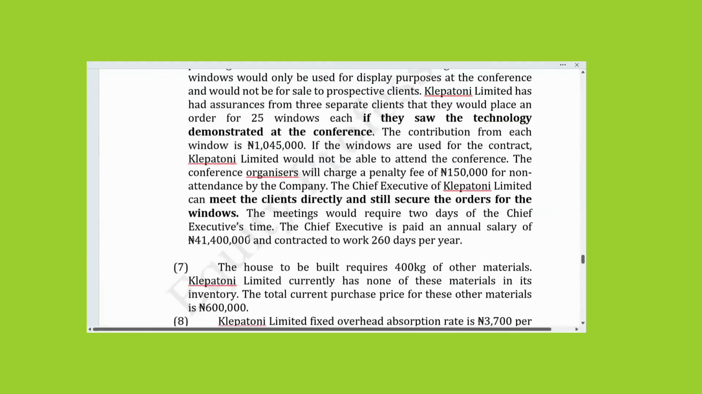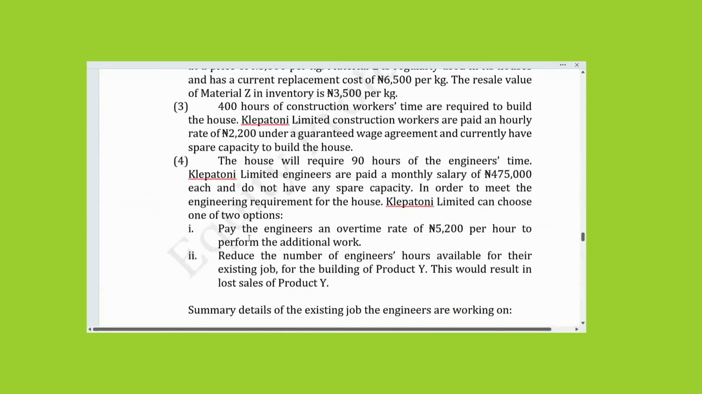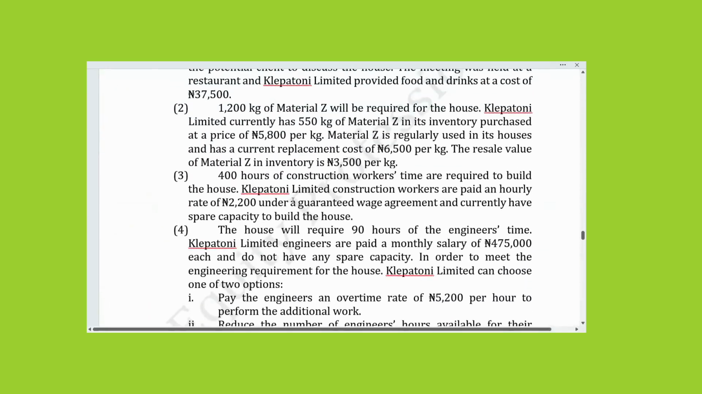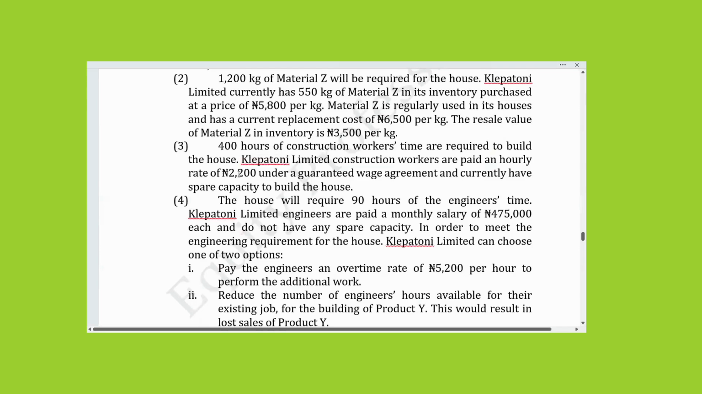Next. Item number 3. 400 hours of construction workers' time. What did we do here? We said that the 2,200 naira is irrelevant because there is spare capacity. And when there is spare capacity, the relevant cost of labor is equal to 0. So construction workers' time.